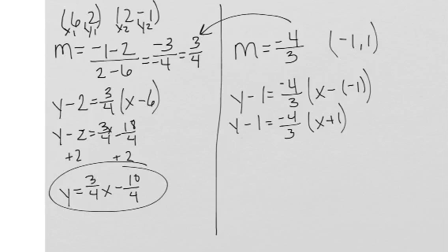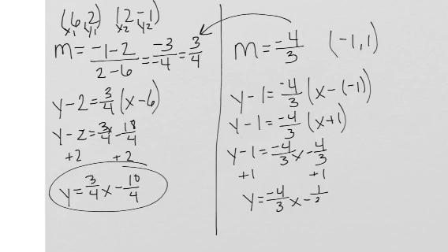Again, I want to turn the equation into the slope-intercept form so that it's easy to graph. And that will have me distribute my negative 4/3 and add 1 to each side. So my slope-intercept form is y equals negative 4/3 x minus 1/3.